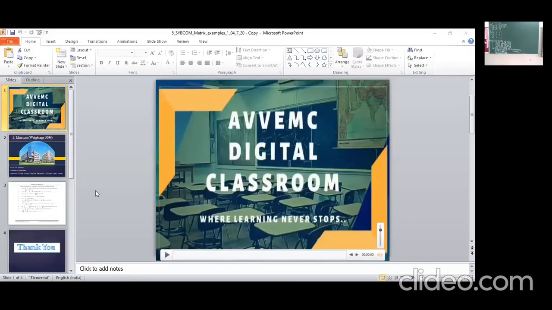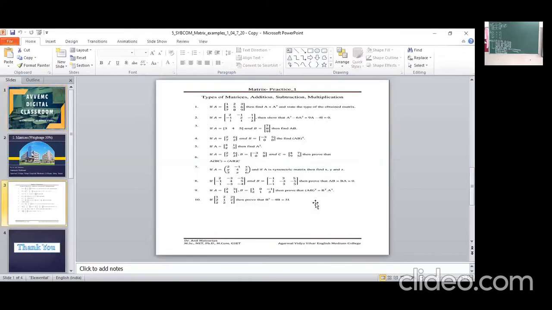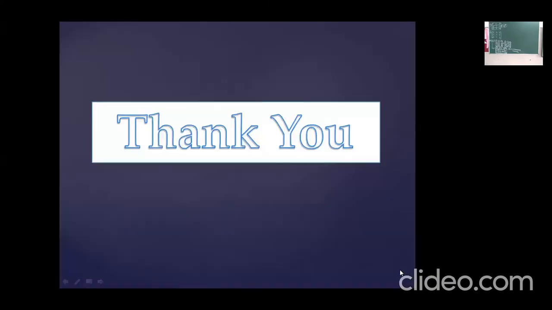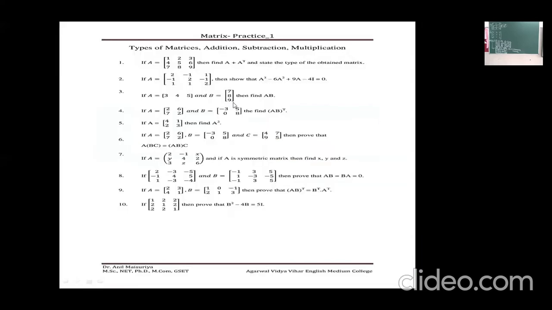Now after this we will discuss the next question, question number 3. What is question number 3? If A is 3, 4, 5 and B is 7, 8, 9, then find A into B. Here we have to multiply these two matrices, so let us try to understand how we can multiply these two matrices. Question number 3.